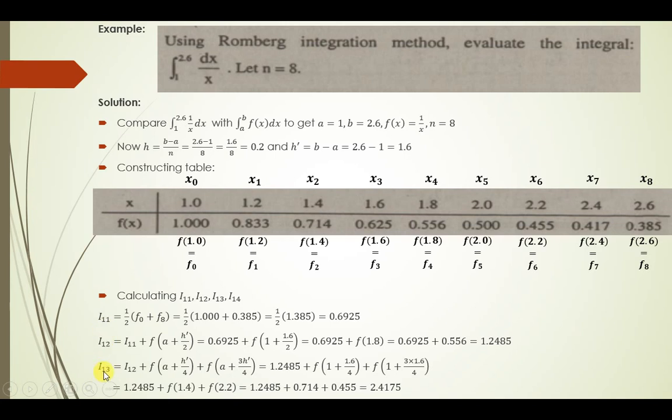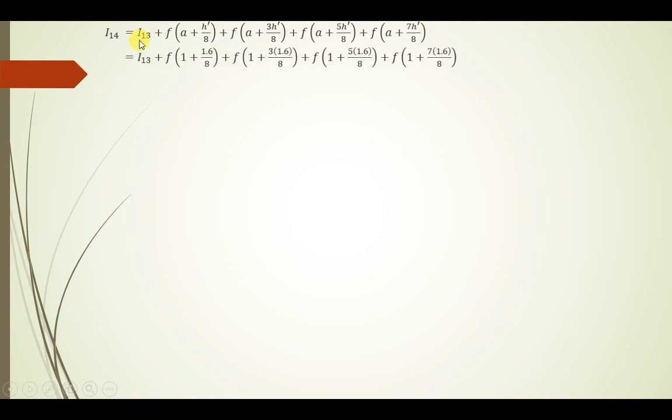Now the last thing is we need to calculate I14. The formula for I14 is this one: I13 plus f of a plus h prime by 8, then 3h prime by 8, then 5h prime by 8, then 7h prime by 8. Replacing these values, we have replaced a by 1 and h prime by 1.6 in each term.